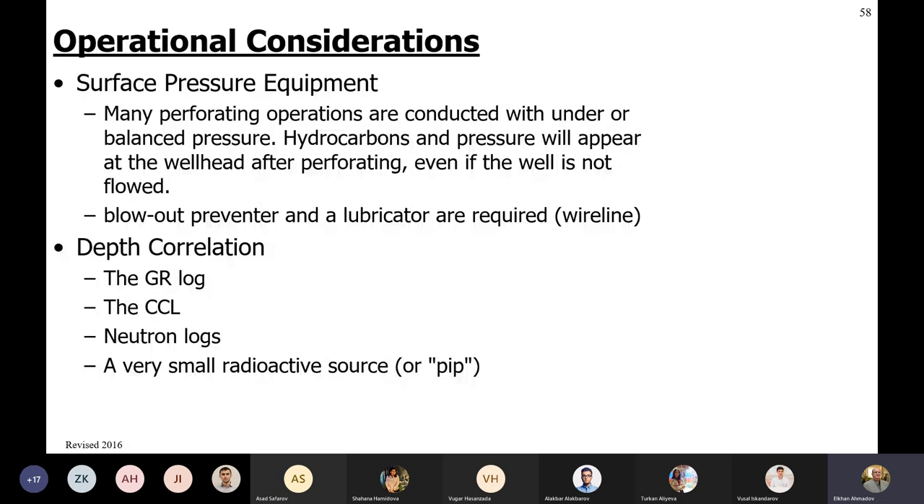Okay, so this is how we perforate in sequence. So we perforate this, and then when we have to perforate two intervals, the bottom interval is perforated first so that the tool can go through and be located against the upper interval easily.